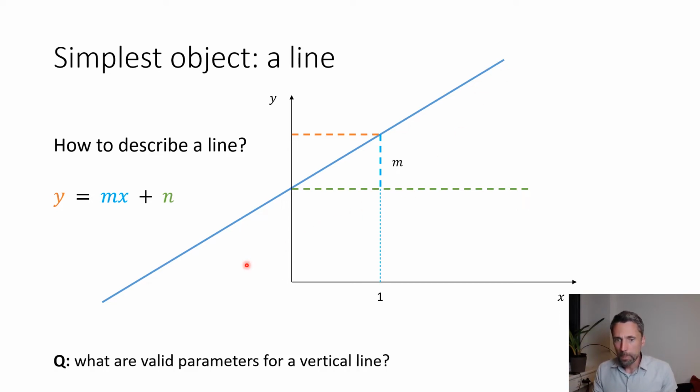And now, tell me a question for the Q&A session on Wednesday. What would be valid parameters for a vertical line, right? So a line that's basically somewhere, maybe on the y-axis, maybe somewhere else, right? So we probably will find lines in our images. And so what do you think would be valid parameters?